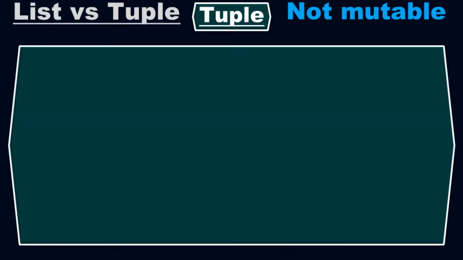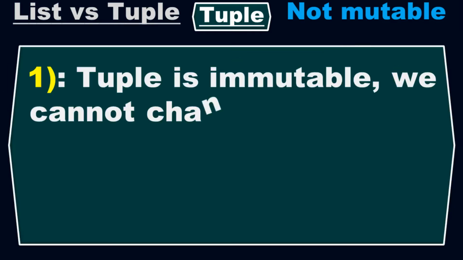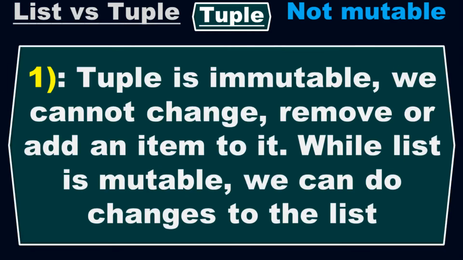So number one quality is not mutable. Tuple is not mutable. You cannot do changes to the tuple, but you can do changes to the list. So we can write that tuple is immutable. We cannot change, remove, or add an item to it, while list is mutable, we can do changes to the list. This is the very first quality, that tuple is not mutable.